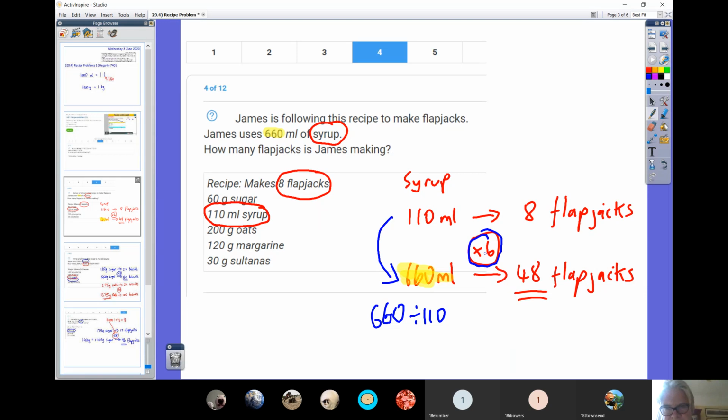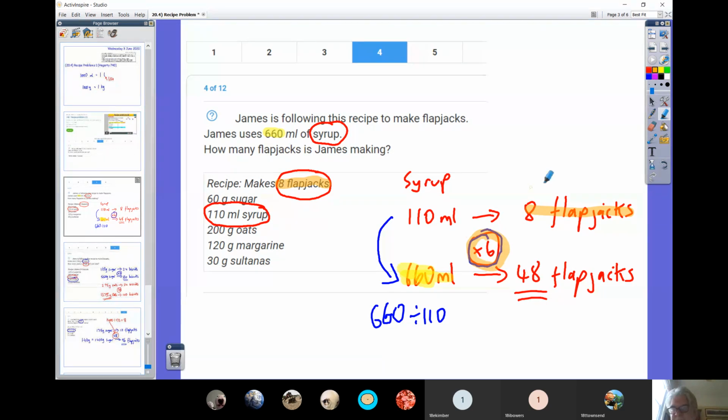So how many flapjacks am I going to be making? Well, 6 times the number of flapjacks. And my initial recipe was to make the 8 flapjacks. So multiply that by 6, and that gives me 48 flapjacks.